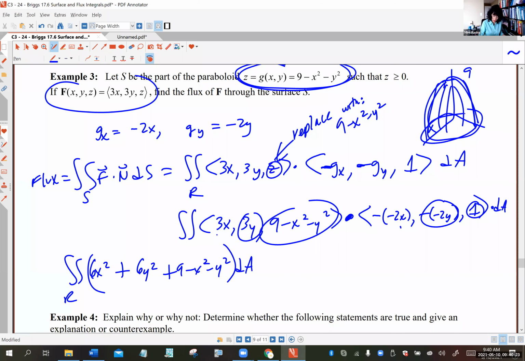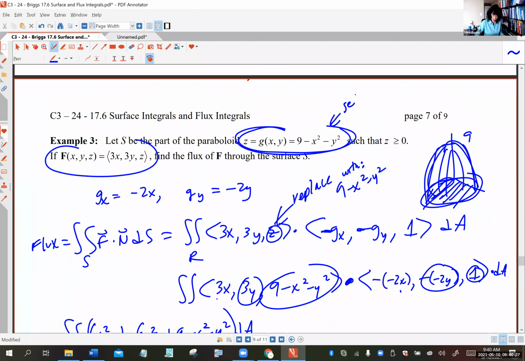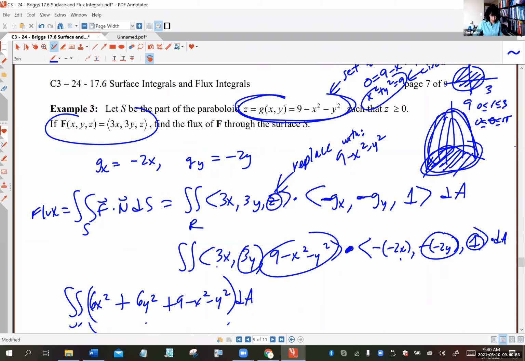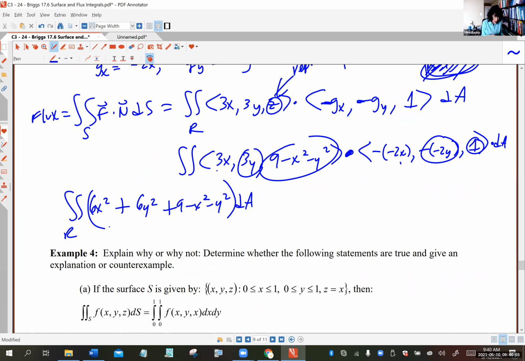Well, this paraboloid does cut through the xy plane. And so if you set z equal to 0, you would see that the trace that it's making in the xy plane is, oh, a circle centered at the origin of radius 3. Okay, so that's kind of nice, right? Because that means we can convert to polar since r is going between 0 and 3 and theta is going from 0 to 2 pi. Fine. So we're going to convert to polar.